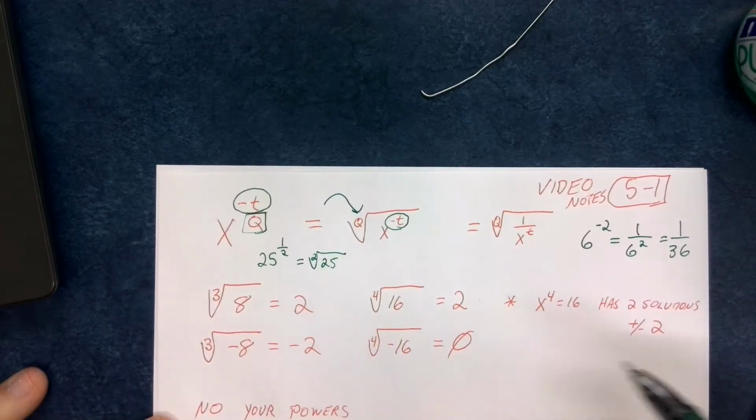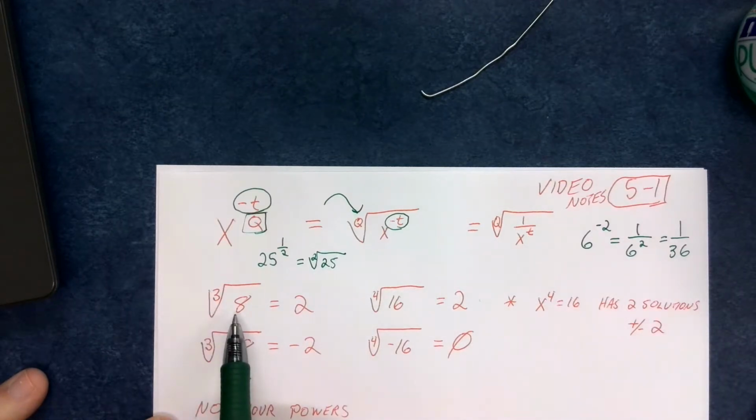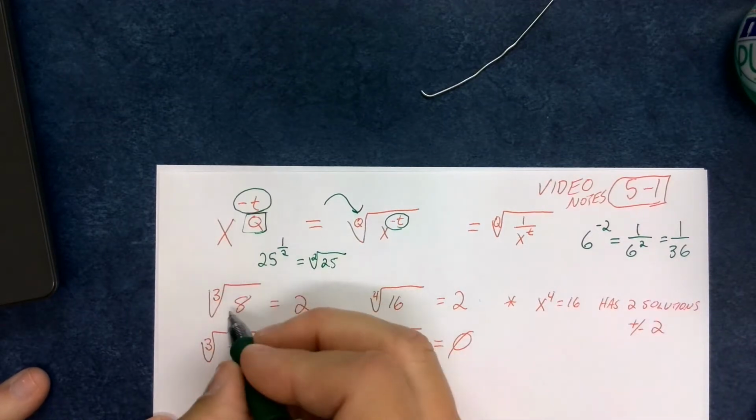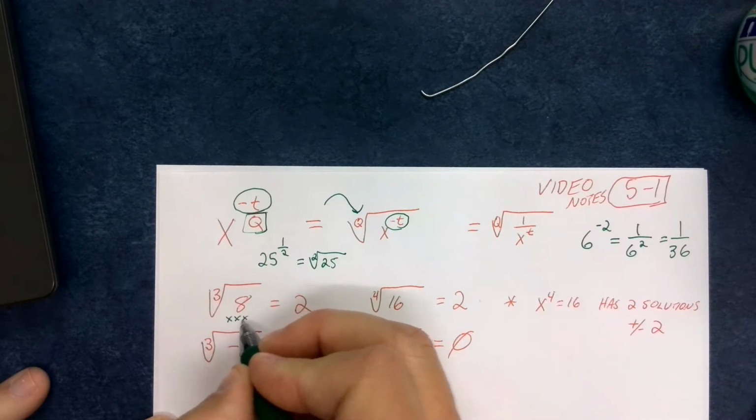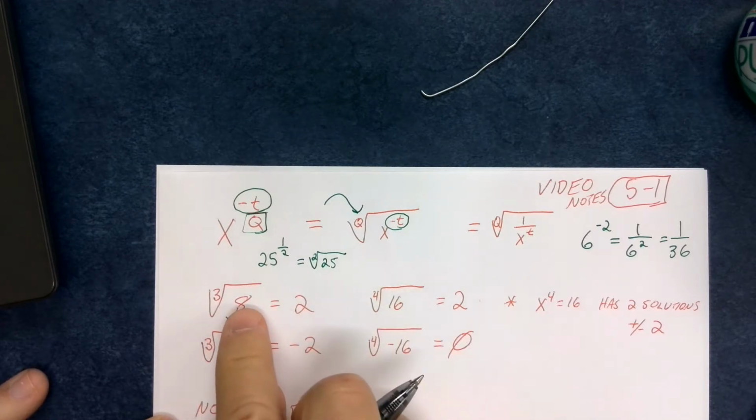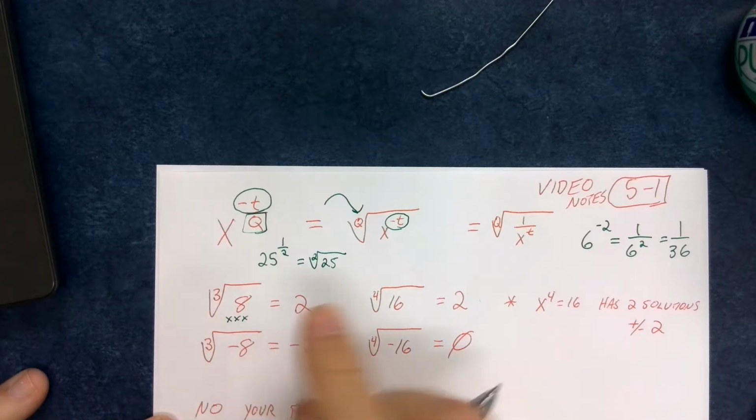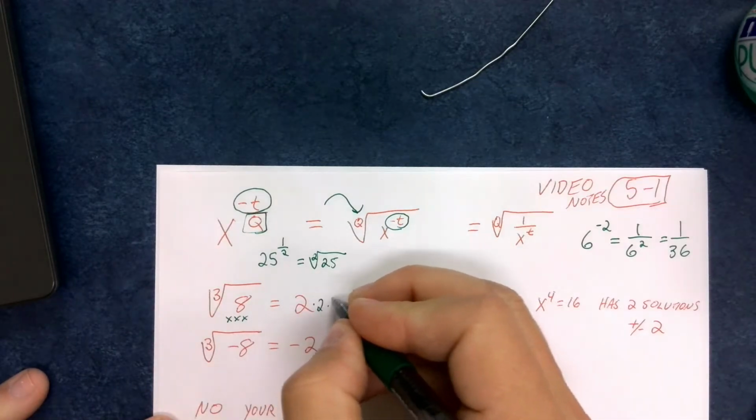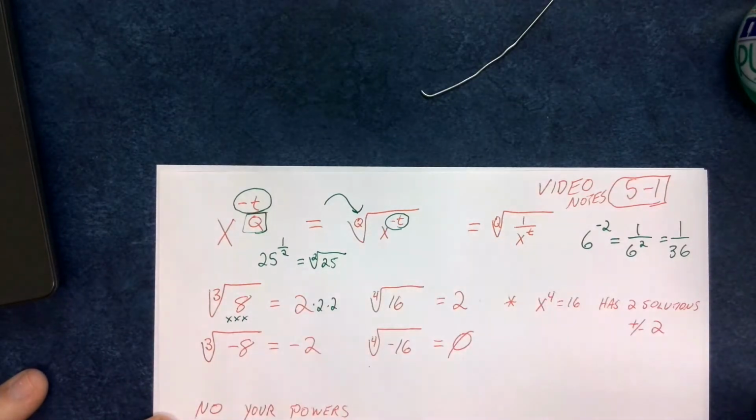Okay? So now we're going to take a look at what has solutions and what doesn't have solutions. So let's say I have the cube root of 8. The cube root of 8 means I'm looking for 3 things multiplied together that equal 8. Well, I know that's 2, because 2 times 2 times 2 equals 8. Awesome.